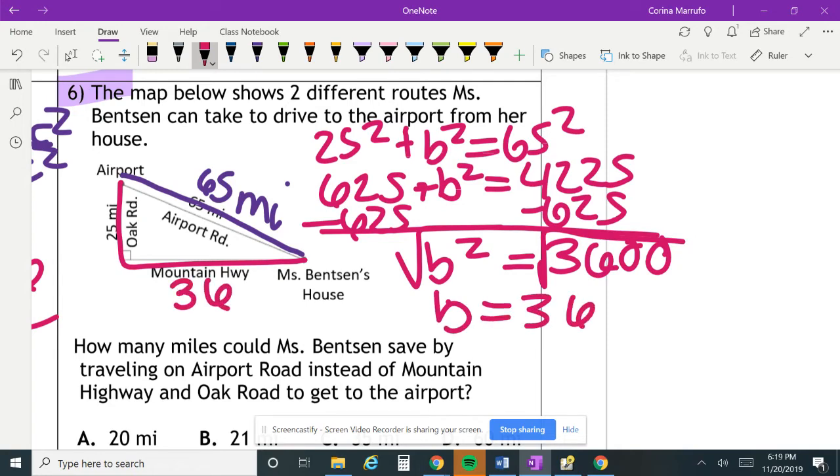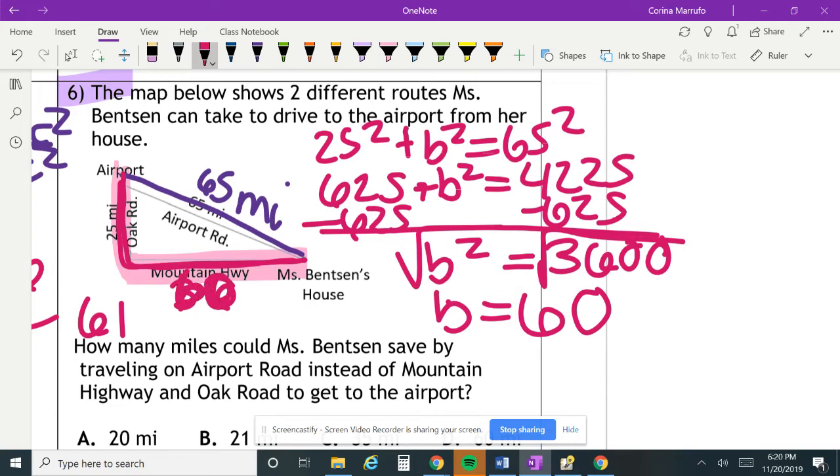So now Ms. Benston, when she travels 36 miles this way and then 25 miles up, 36 plus 25 is 61. So she goes 61 miles traveling to the left this way and up. But she, oh, it's not 36. I'm sorry, guys. This is 60. I don't know what I was thinking. The square root of 3,600 is 60, so this should be 60.